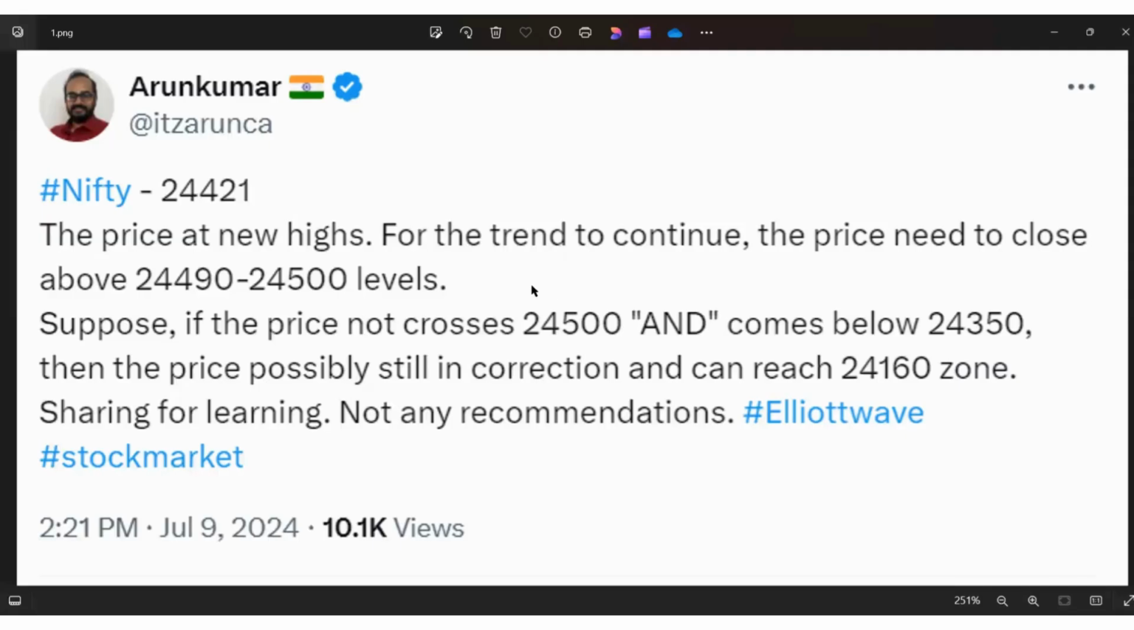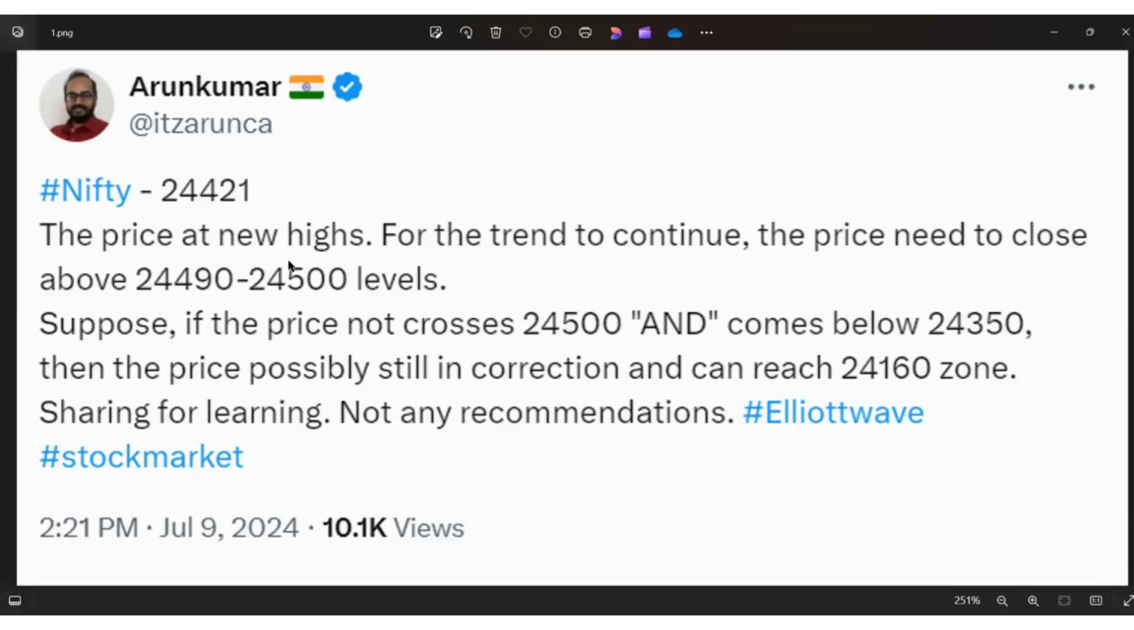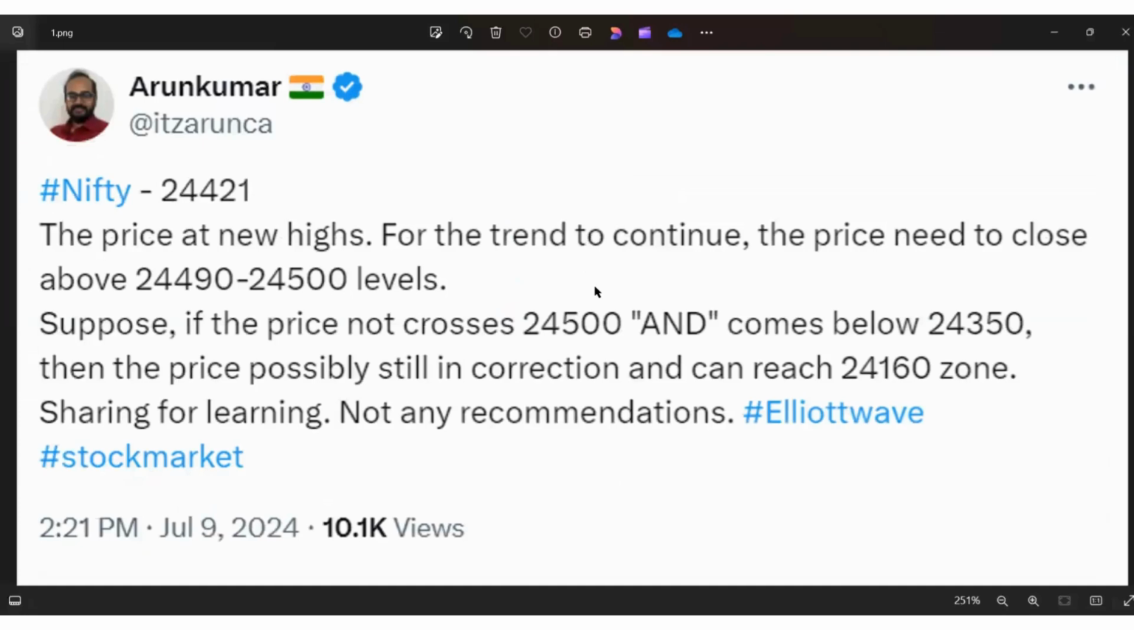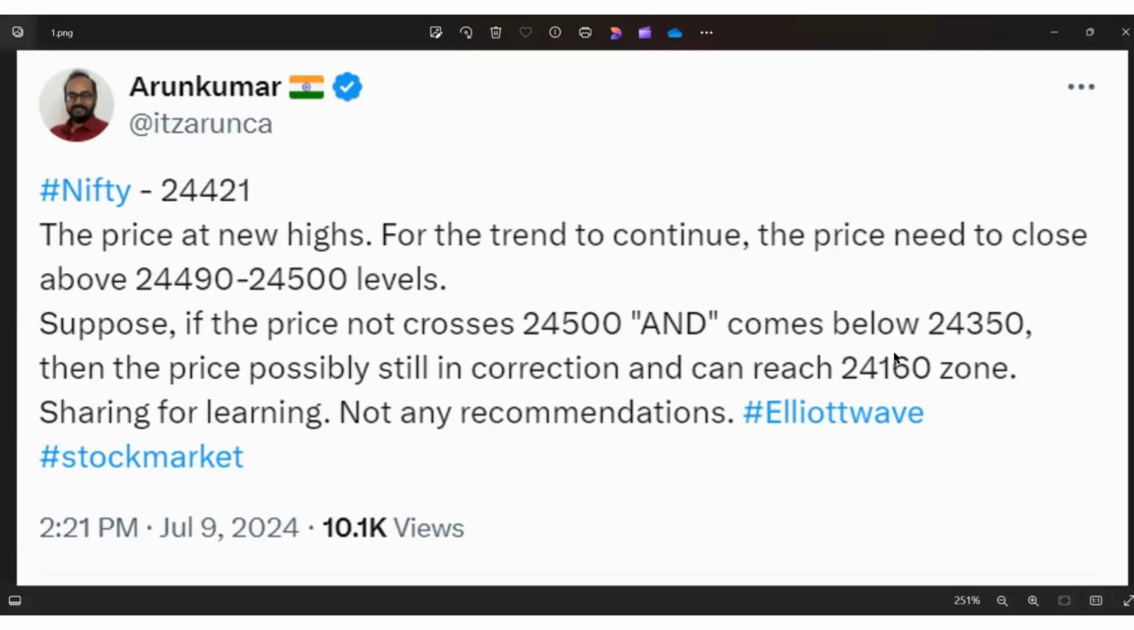The thing is the price should not cross 24,500. The high made was approximately 24,460. That price range was not crossed. First point. Next thing is 24,350. The price needs to come below 24,350. So once the price crosses 24,350, without crossing the upper range, we can expect 24,160. The low made was 24,140, right? In all my videos, I try to give some precise level of analysis for a week.